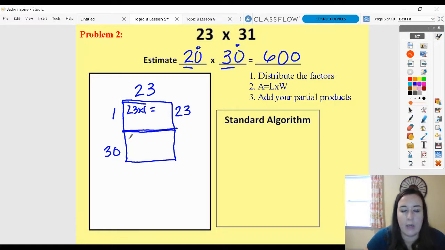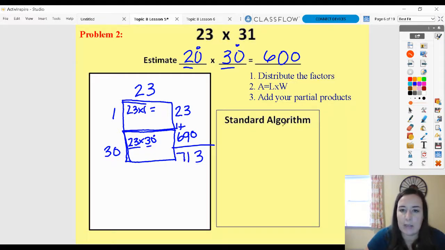Here I have a partial length of 23 and a width of 30. So what I can do is I can take 23 times 3, which equals 69. And then I have my 0 here, so 690. So I've done my area, my length times my width. Now I have to add my partial products back together. So I have my ones place, which is 3 and 0, 3. I have my tens place, 9, 10, 11. Carry my 1, and I have 7, 713.